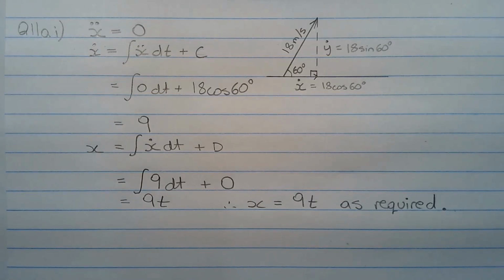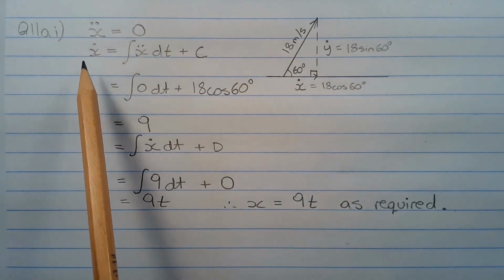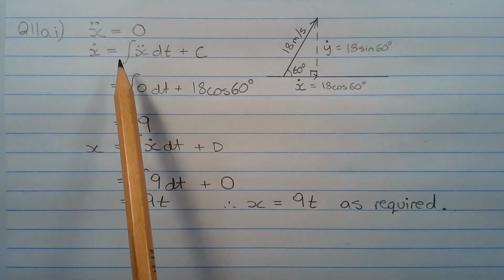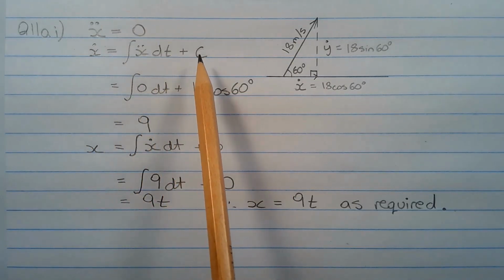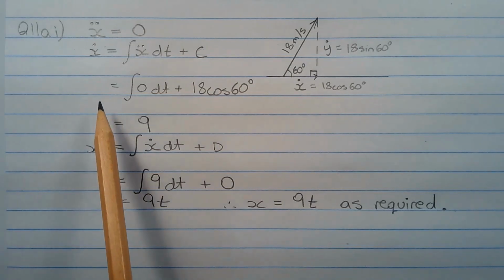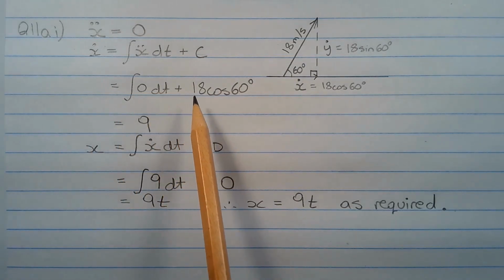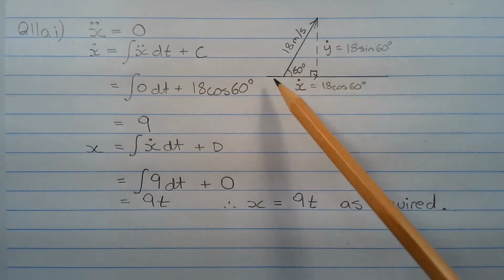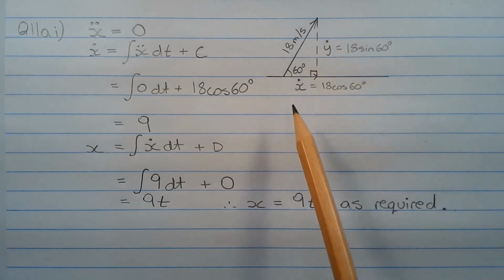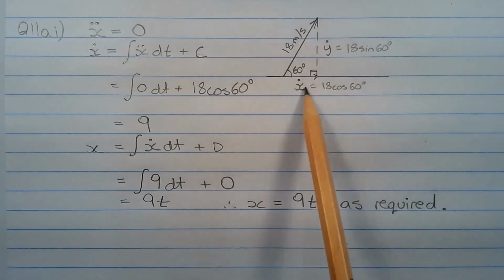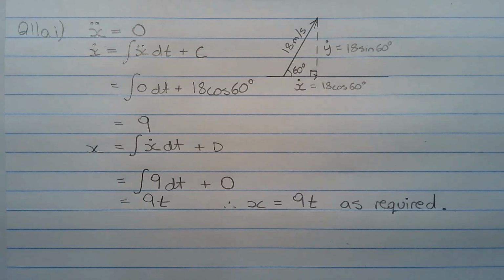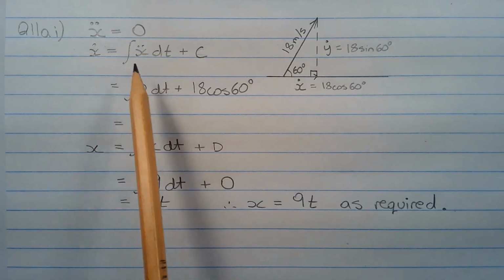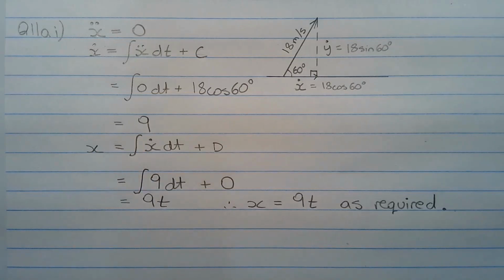It is given that the horizontal acceleration, d squared x/dt squared, or x double dot, is equal to 0. Now the horizontal velocity, x dot, is equal to the integral of the acceleration with respect to time plus the initial horizontal velocity. That equals the integral of 0 dt plus 18 cos 60 degrees. We can get 18 cos 60 degrees by resolving the initial velocity of 18 meters per second in the horizontal direction, drawing a right angled triangle and using regular right angled trigonometry. The integral of 0 dt is of course 0, and 18 cos 60 degrees is equal to 9.